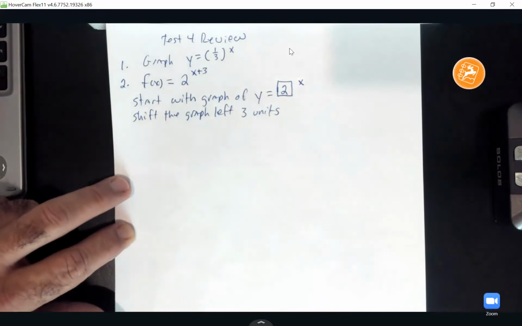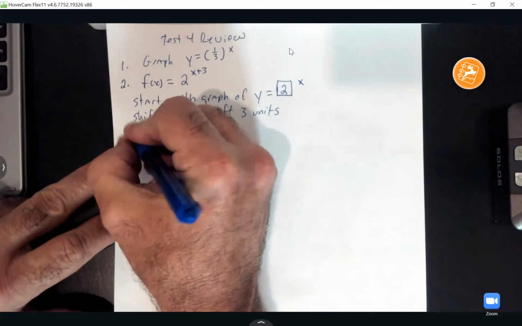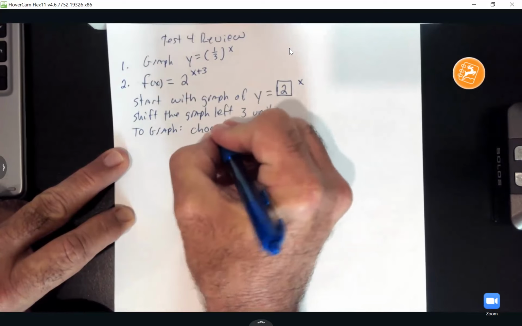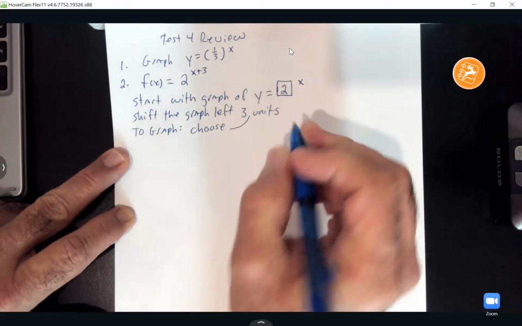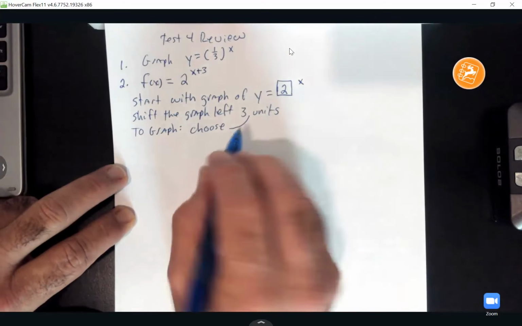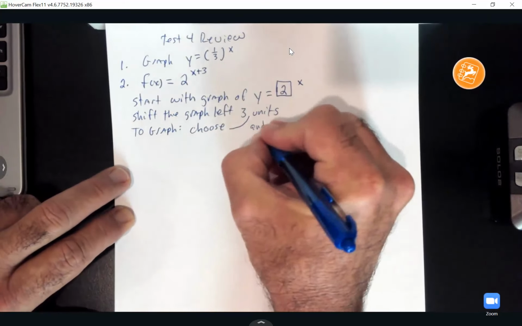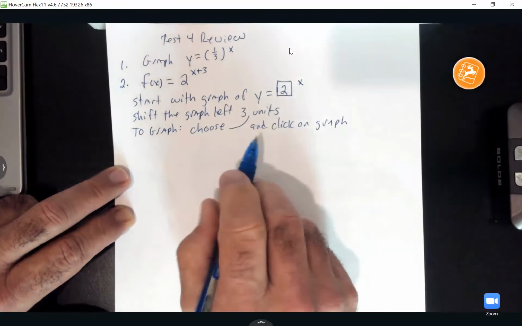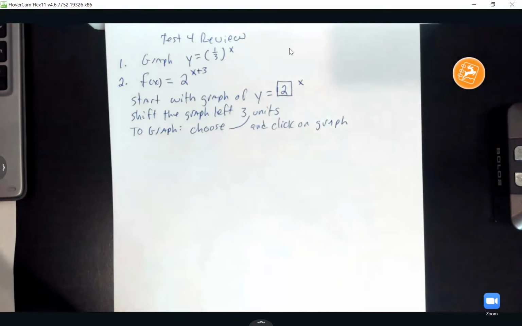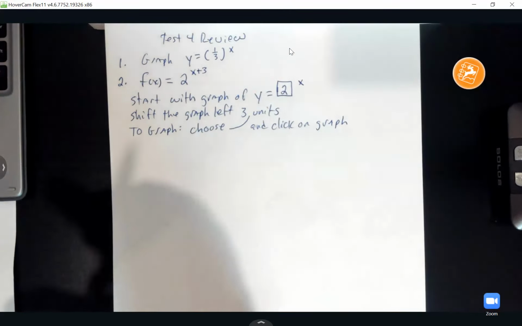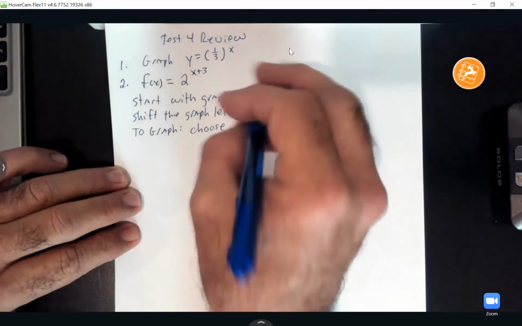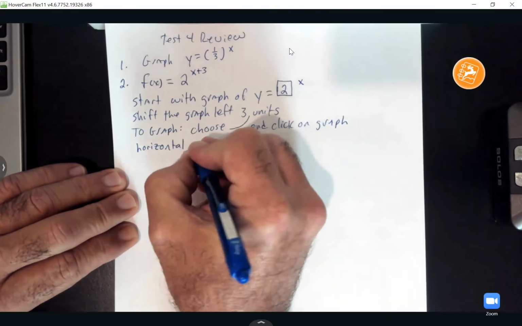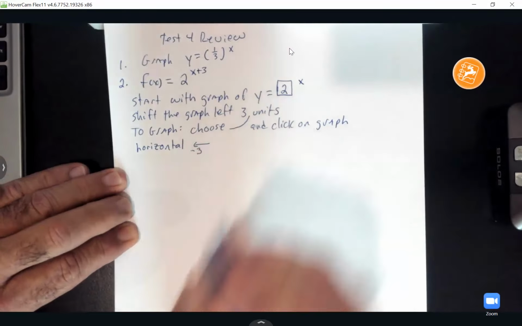Now, the trick to this one is graphing it in MATLAB. So the graph, this is where we had to choose the exponential tool. So choose the exponential tool and then click on graph. Once you click on the graph, it's going to open a box. Remember, with all the horizontal, vertical, and all that. On this one, since we're going left, we're going to pull the horizontal left to -3.